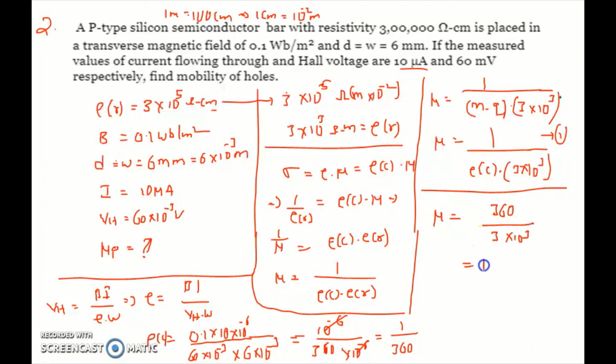So if it gets cancelled, 120 into 10 power minus 3. So finally my mobility is equal to 120 millimeter square per volt second. The unit of mobility is meter square per volt second. So I got 120 millimeter square per volt second. So that is the mobility. So this is the way of solving such type of problems.